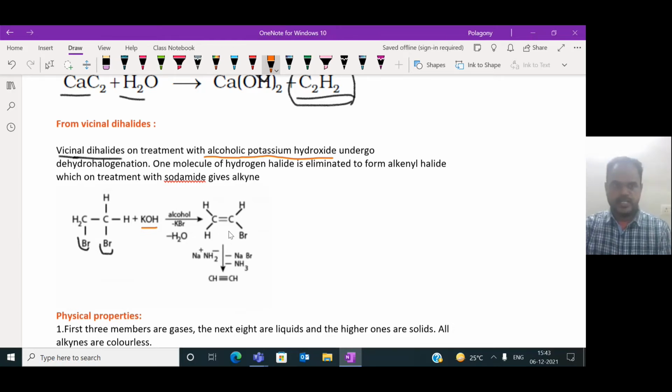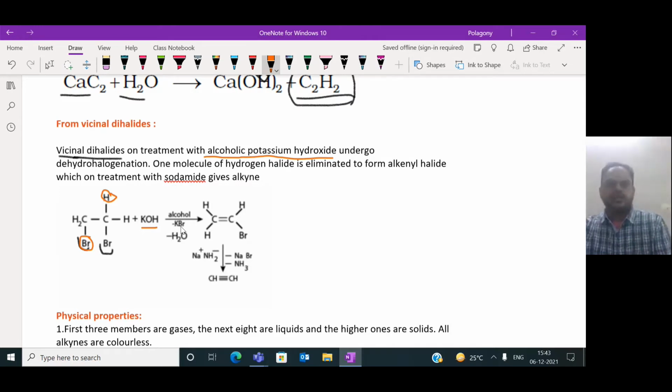what we call a dehydrohalogenation reaction. This is said to be an elimination reaction. In this dehydrohalogenation, one bromine from this carbon and one hydrogen, for example, this is a beta hydrogen and this is the alpha bromine, are removed. So one hydrogen and one halogen is removed from this vicinal dihalide in the first step.